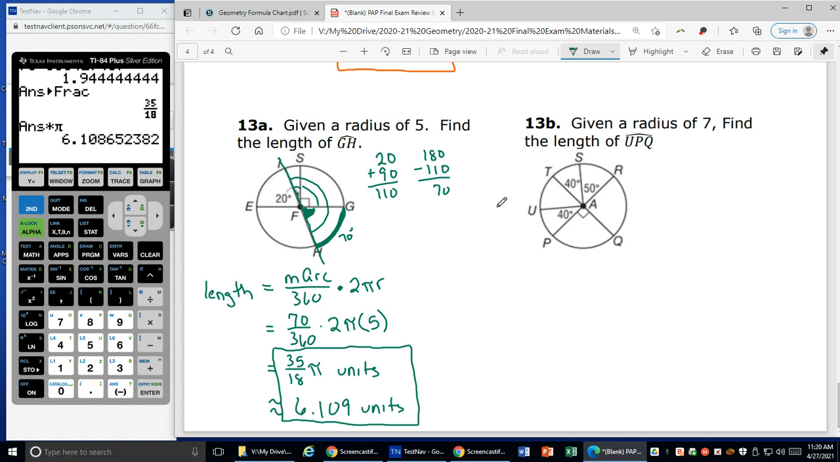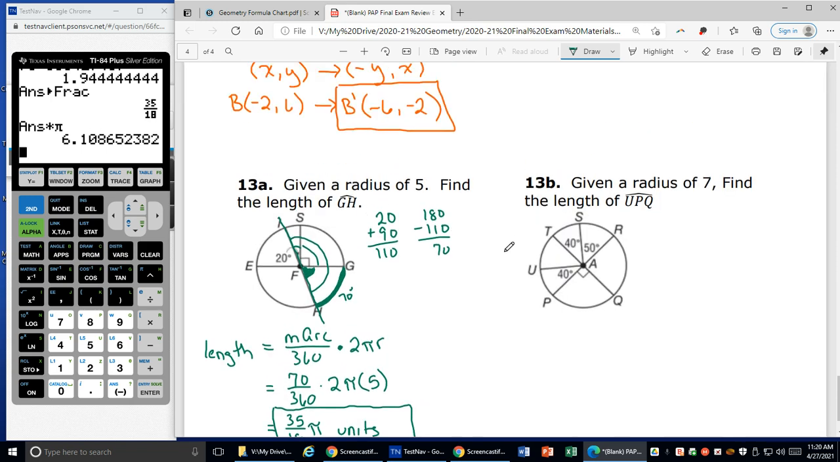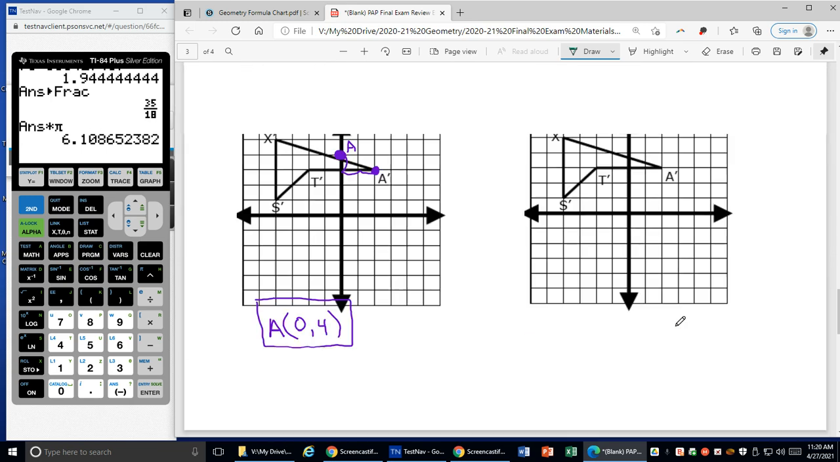Okay. All right. In the next video, we're going to look at the B versions of the questions and see how we can use the first review question to help us answer the second review questions.